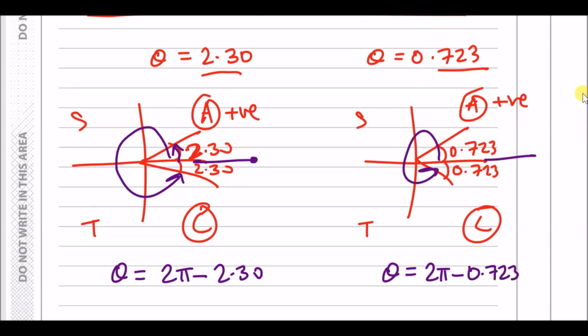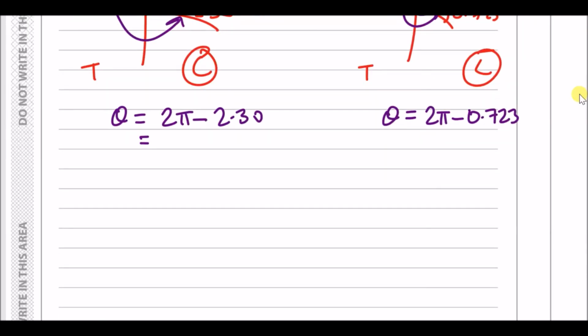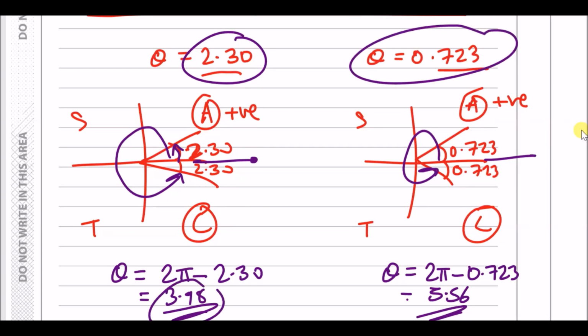So same thing applies, yeah? And then that's it. Just put this in your calculator and you're going to have two results. The first one being 3.98 and the second one being 5.56. And then collect all your solutions. So you say, therefore, our four solutions are 2.30, this one, that one, and that one.